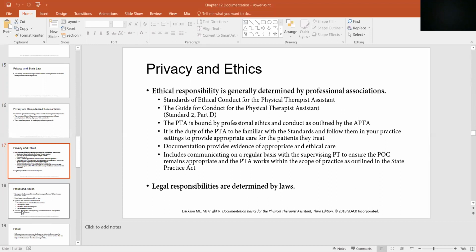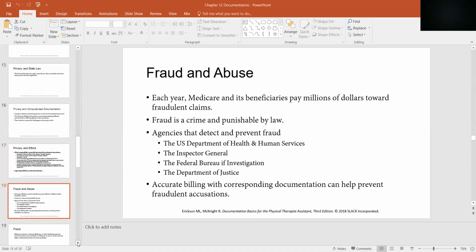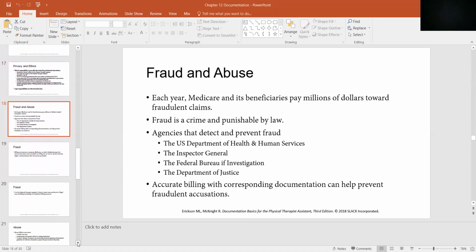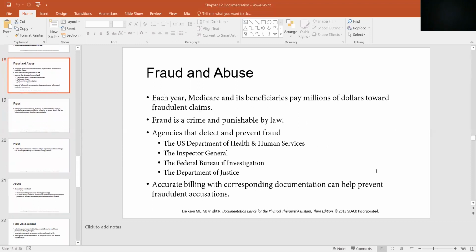And then legal responsibilities are determined by the laws of the state that you're in and also some federal laws. So ethical resides with the professional associations, legal is by the laws of the state or federal level. So fraud and abuse, unfortunately, this is something that does happen in our profession.